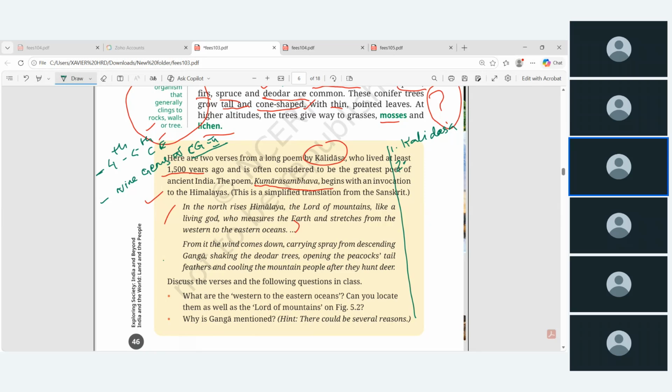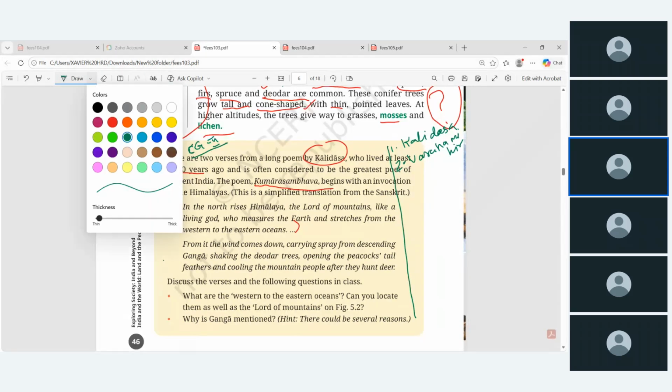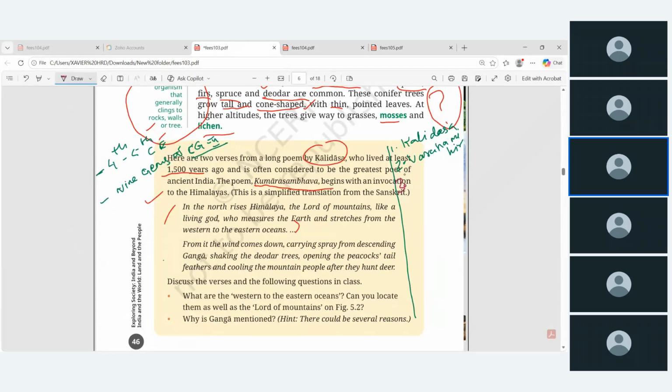This also we saw yesterday. Varaha Mihira. And the third one, Amarasimha. And the fourth one, Dhanvantri.